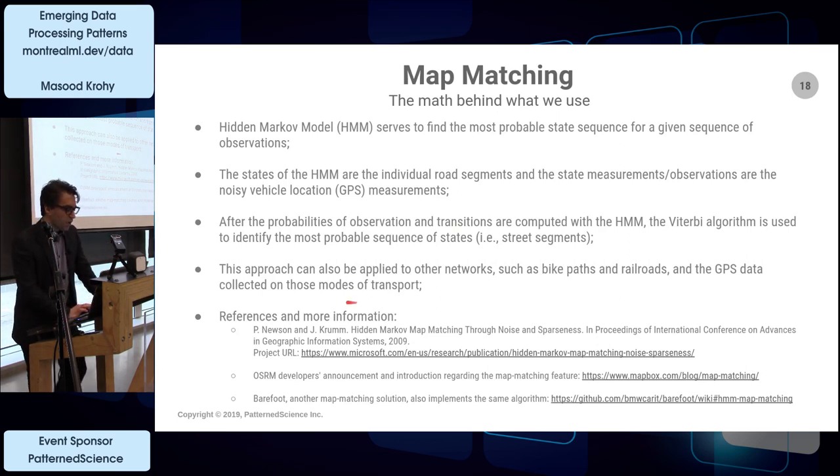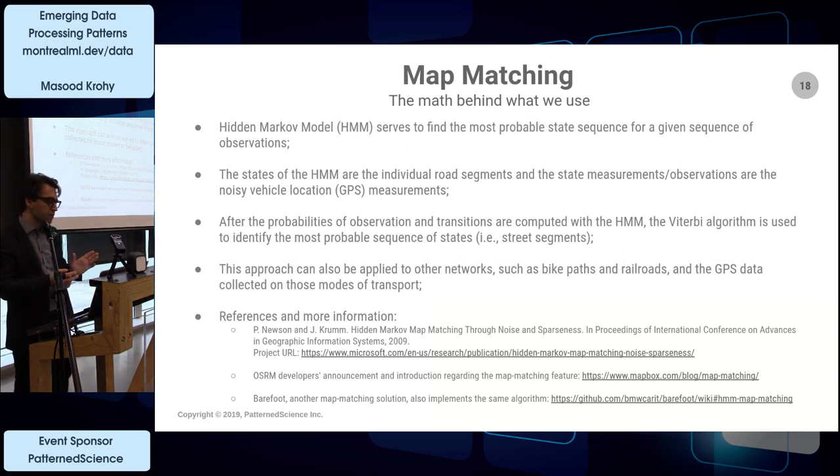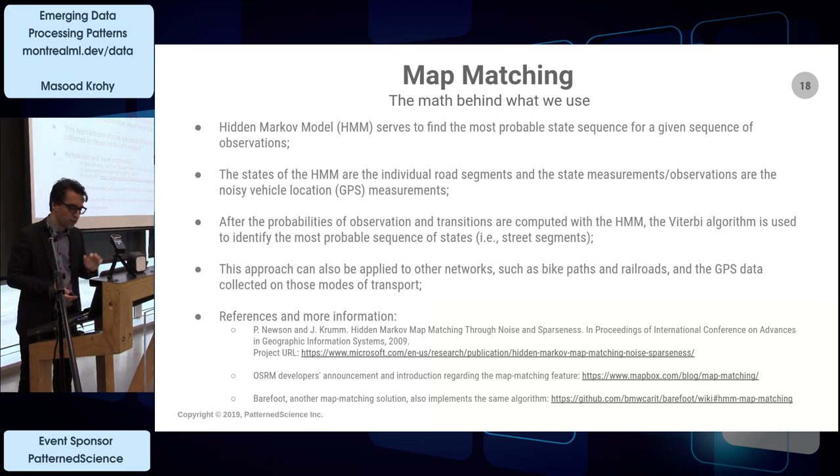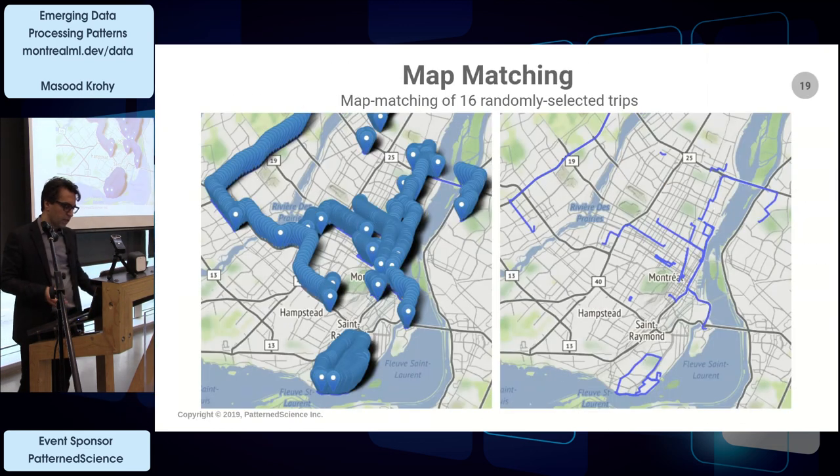And the same concept can be applied to other networks. You know, if you have bike paths, you have railroads, and you are collecting data sets, devices that capture data on trains or on bikes, and then you have the network also, you can use the same technology and same algorithm basically to do the map matching. So just a brief note on how this is working.